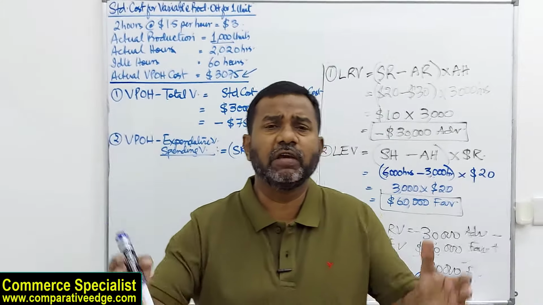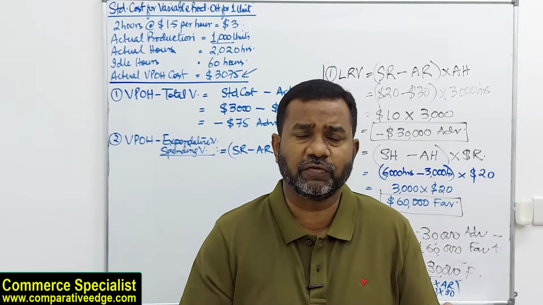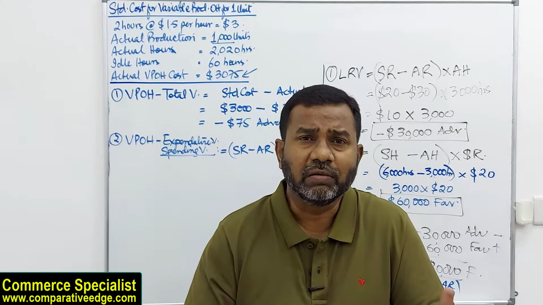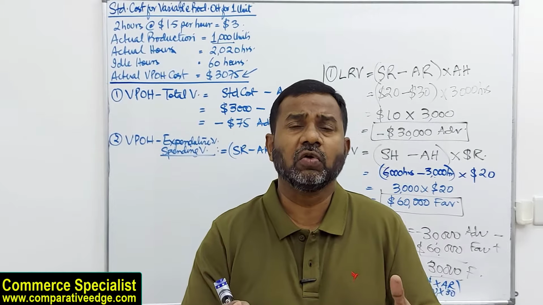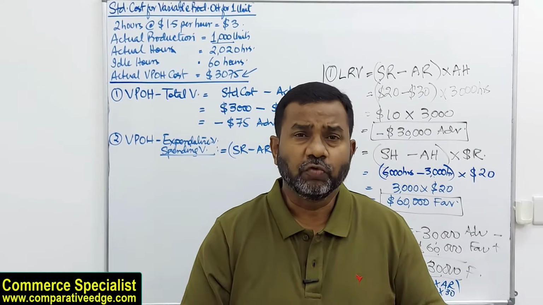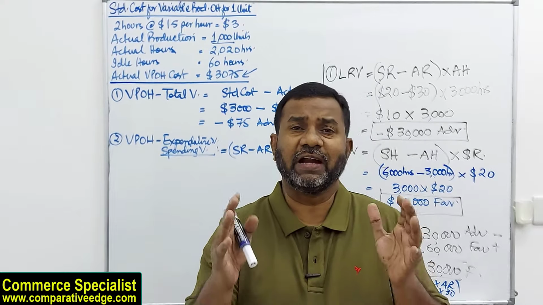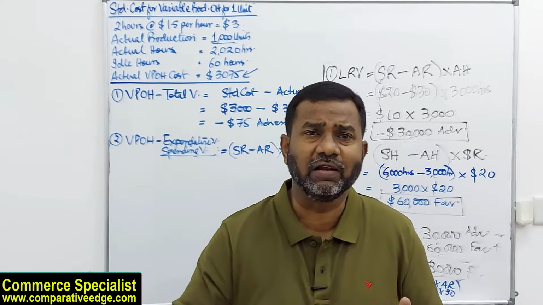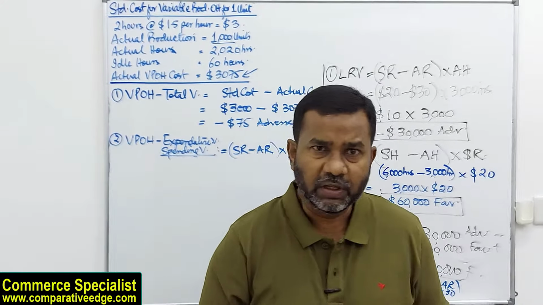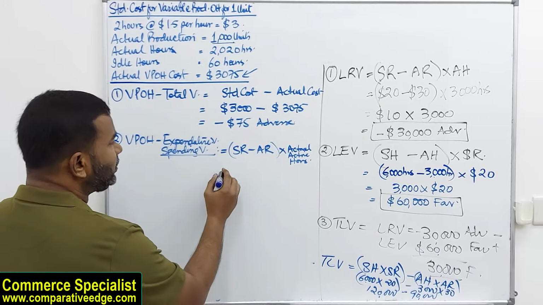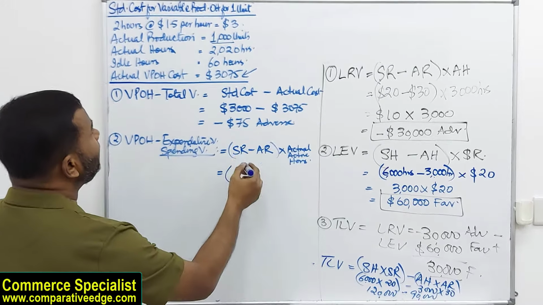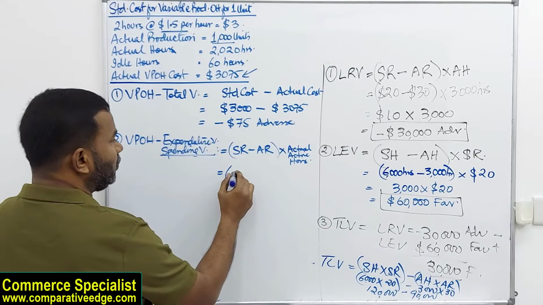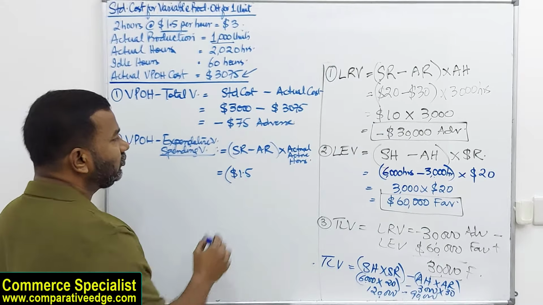What happens, sometimes laborers are present in the manufacturing facility, in the factory, but they're not working. So if they're not working, but physically they are present, that is known as idle hours. So we only need to take into account active hours. So if they are present for 5,000 hours, but 500 hours they were not working, they were idle, so active hours is 4,500. So here, let's see first what is the standard rate. Your standard rate is given here as $1.5. So standard rate is $1.5.